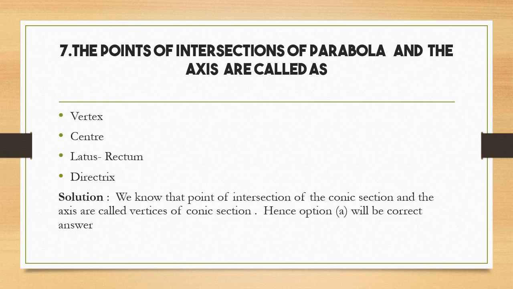We all know that the point of intersection of any conic section with the axis is called the vertex. They have given the point of intersection of the parabola and the axis. The axis is nothing but the line about which the parabola is symmetric, and its point of intersection is given by the vertex only. So it's a straightforward concept. I can say vertex is the right answer, option A. That's question number 7. We will move on to question number 8.